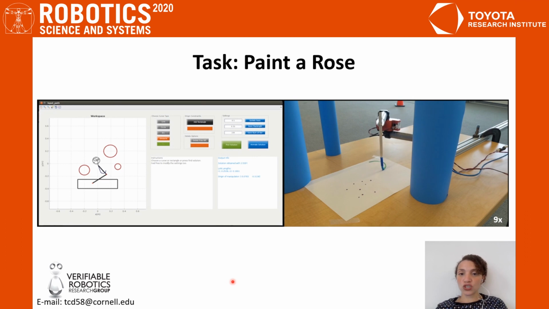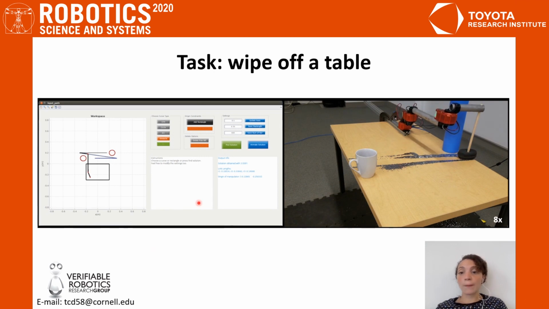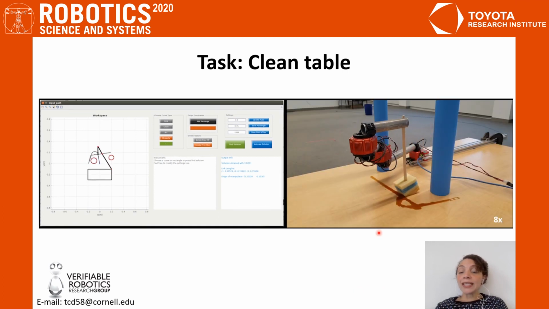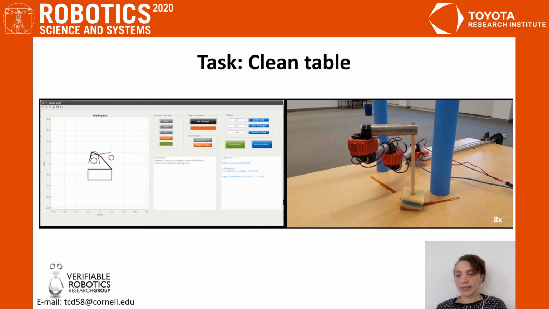Now a few demonstrations. Here we have the painter rows task. On the left, the simulation, and on the right, we have the constructed manipulator performing the task. Here, the manipulator is required to wipe off some material on a table. Again, on your left, the simulation provided by our approach, and on your right, the corresponding manipulator. Here, the manipulator is required to clean some spilled coffee on a table.